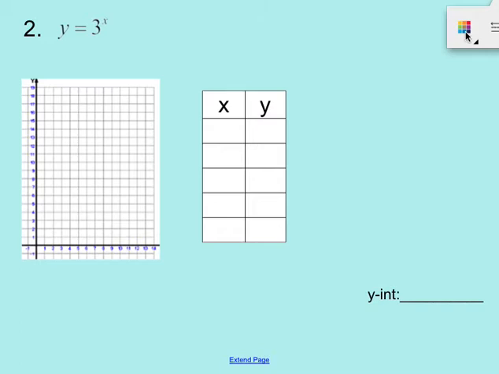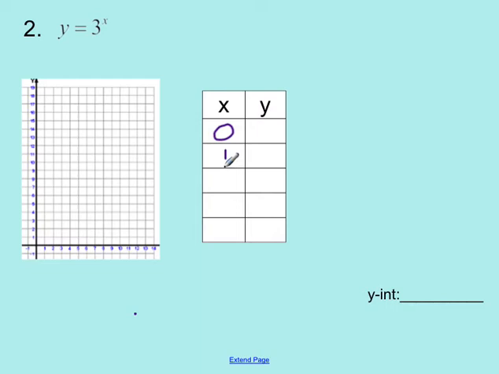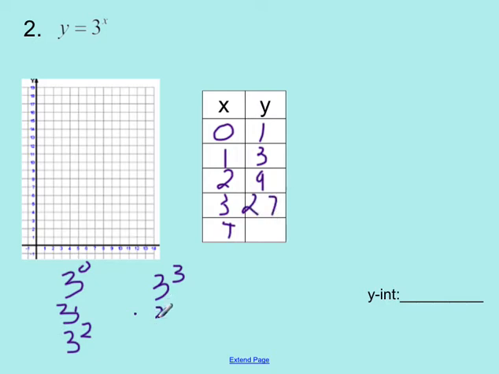So now we're going to graph 3 to the x power. Again, I'm going to pick my values of 0, 1, 2, 3, and 4. Now I'm going to go ahead and plug that in for x. So I'm going to start with 3 to the 0 power. Well, anything to the 0 power is 1. 3 to the first power, well, anything to the first power is just that, so that's going to be 3. Then 3 squared is going to give me 9. And then I'm going to do 3 to the third. That's going to give me 27. 3 to the fourth. That's going to give me 81.